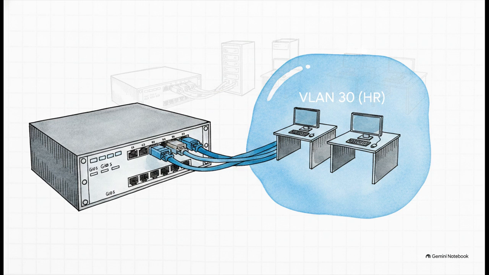Then, you dive into the specific switch interfaces for their desks. Let's say gigabit Ethernet 0/5 and 0/6. You set those ports to access mode and map them straight to VLAN 30 using switchport access vlan 30. Boom! Just like that, you've logically grouped and isolated an entire department's traffic right at the switch level.